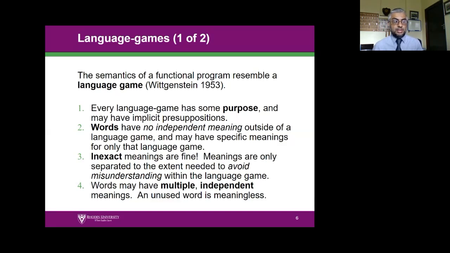The FParsec parser system, for example, has optional having two possible meanings. Number one, it can mean parse and wrap the result in an optional type. Or number two, it can mean try to parse, but if it isn't there, just ignore it. It's optional. Now, both of those meanings are perfectly valid.